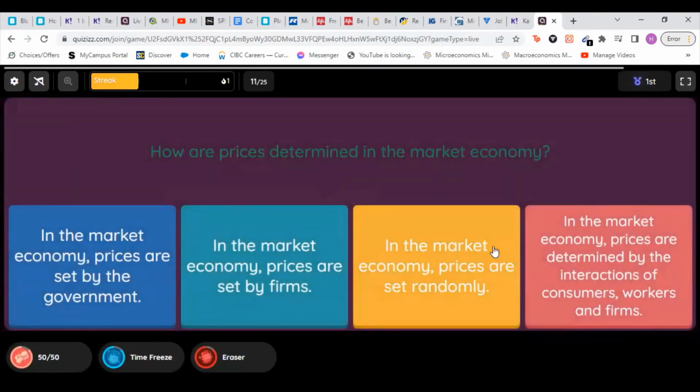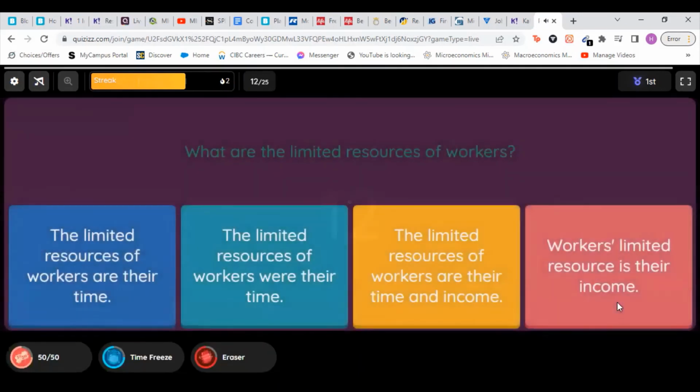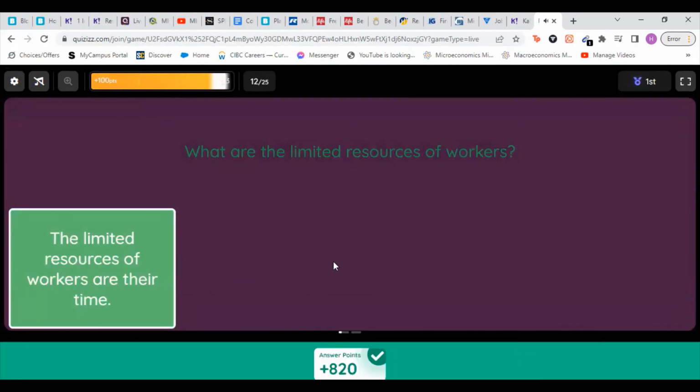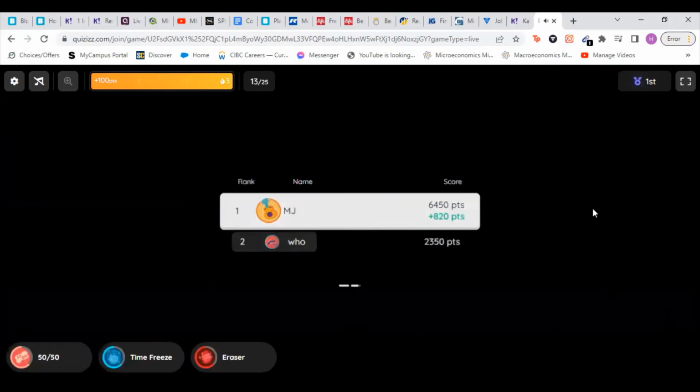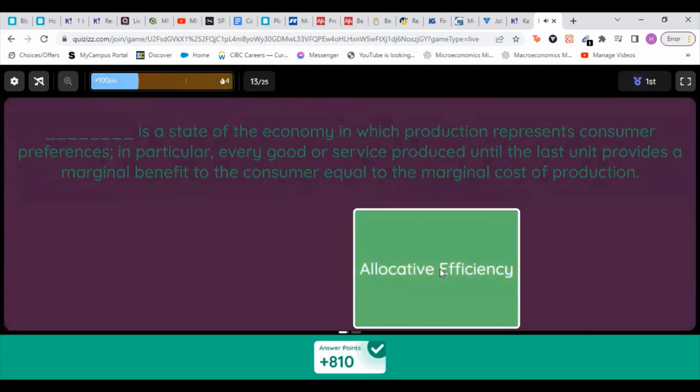How are prices determined in the market economy? The last option. Then what are the limited resources of workers? The first option. Excellent, great job. Then is a state of the economy in which production represents consumer preferences, in particular, every good or service produced until the last unit provides a marginal benefit to the consumer equal to the marginal cost of production. Allocative efficiency. Excellent, great job.